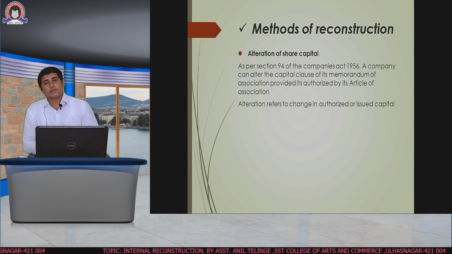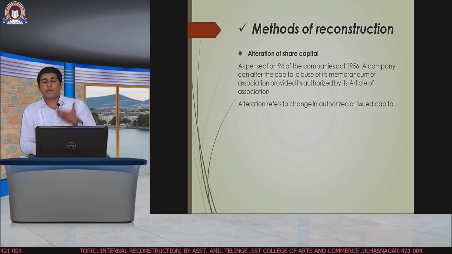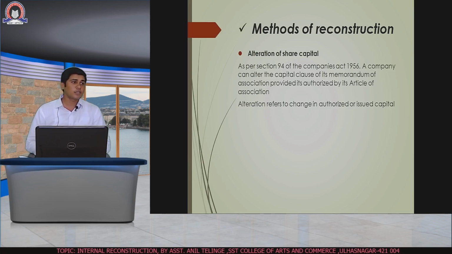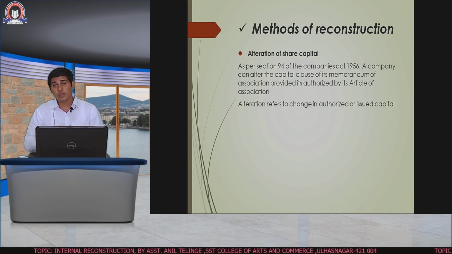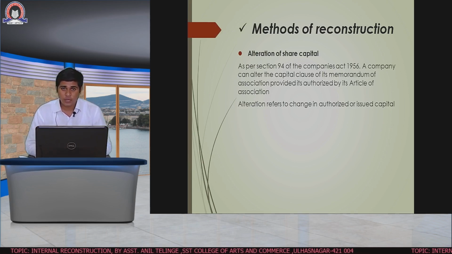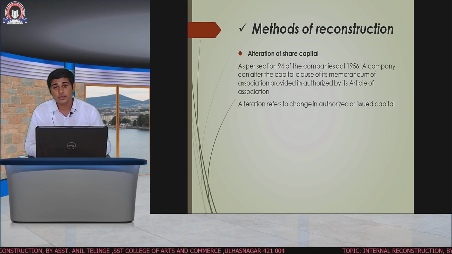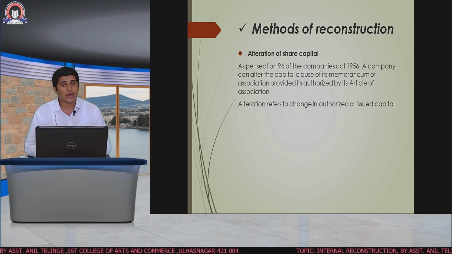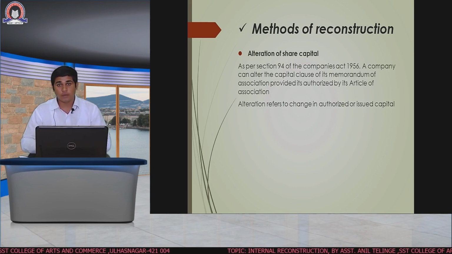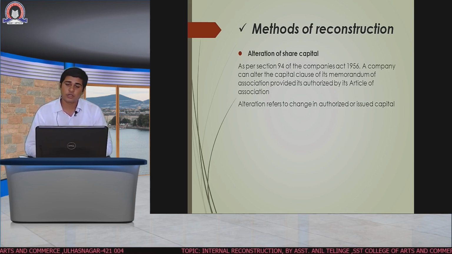My dear student, when you follow the capital reduction and internal reconstruction process, there are so many legal provisions there. But from a student's point of view, as an accountant's point of view, all of you should take into consideration some legal provisions. Provision number 1, permission from articles of association and permission from memorandum of association. Sometimes for the upgradation of authorized capital, even central government permission is also required.